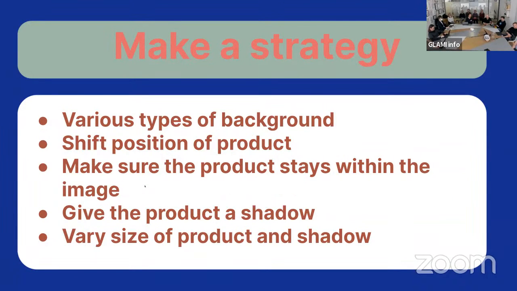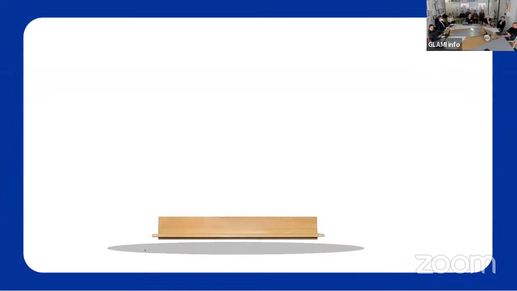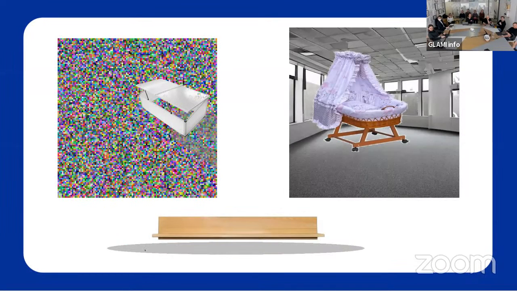So let's make the data set. Let's make various types of backgrounds. Let's shift the position of the product. Let's make sure that the product stays within the image, which is kind of obvious, right? But when you're implementing it, you might forget about that. Let's give the product a shadow, and let's vary the size of the product and the size and shape of the shadow. So this is how it looked.